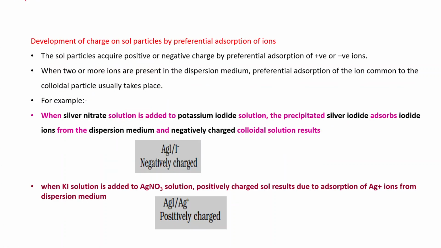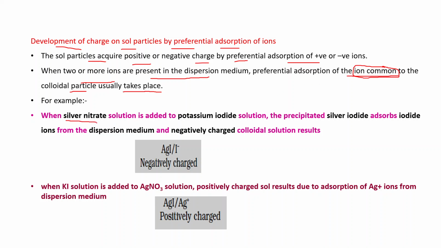What is this? Preferential adsorption of ions. This is development of charge on sol particles by preferential adsorption of ions. The sol particles acquire positive or negative charge by preferential adsorption of positive or negative ions. When two or more ions are present in the dispersion medium, preferential adsorption of the ion common to the colloidal particle usually takes place. Remember it: if more than one ion is present, then the ion which is common to the colloidal particle will adsorb. Let us see two examples.